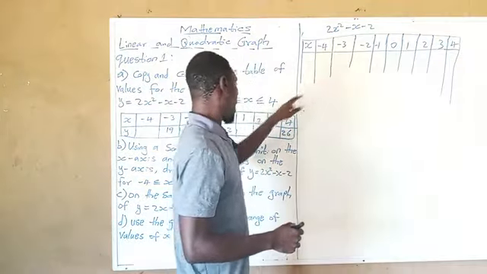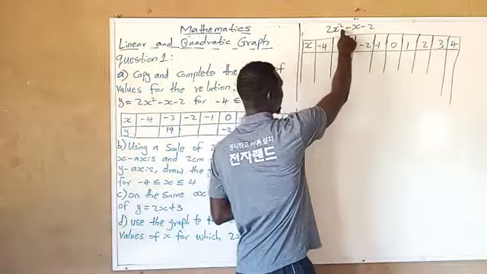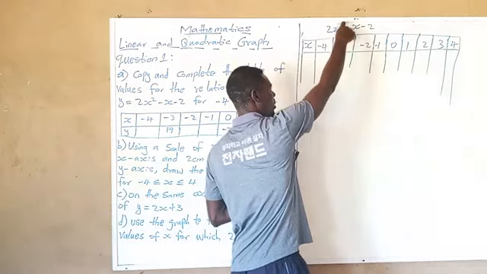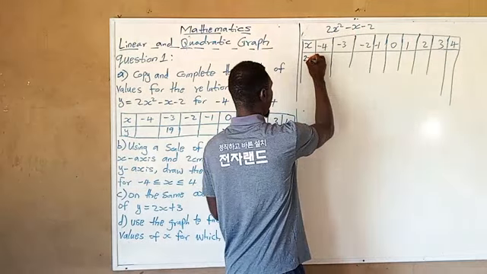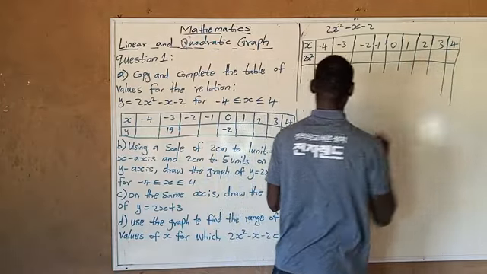Now we want to get our y row. This is our y row. So how do we get it? Now we pick this first value. This is 2x raised to the power of 2. We'll bring it, 2x raised to the power of 2. We have a new column.